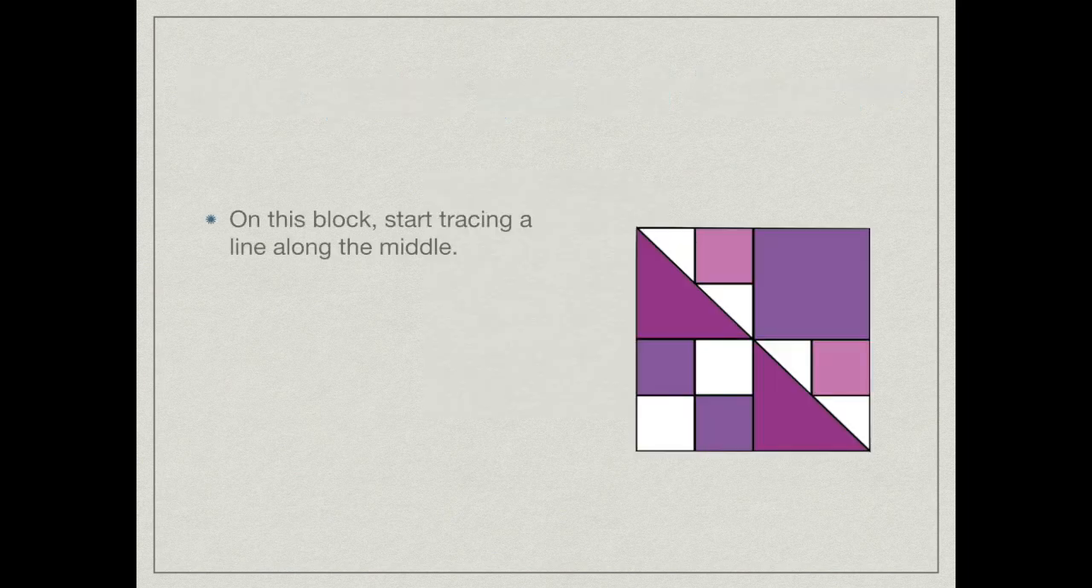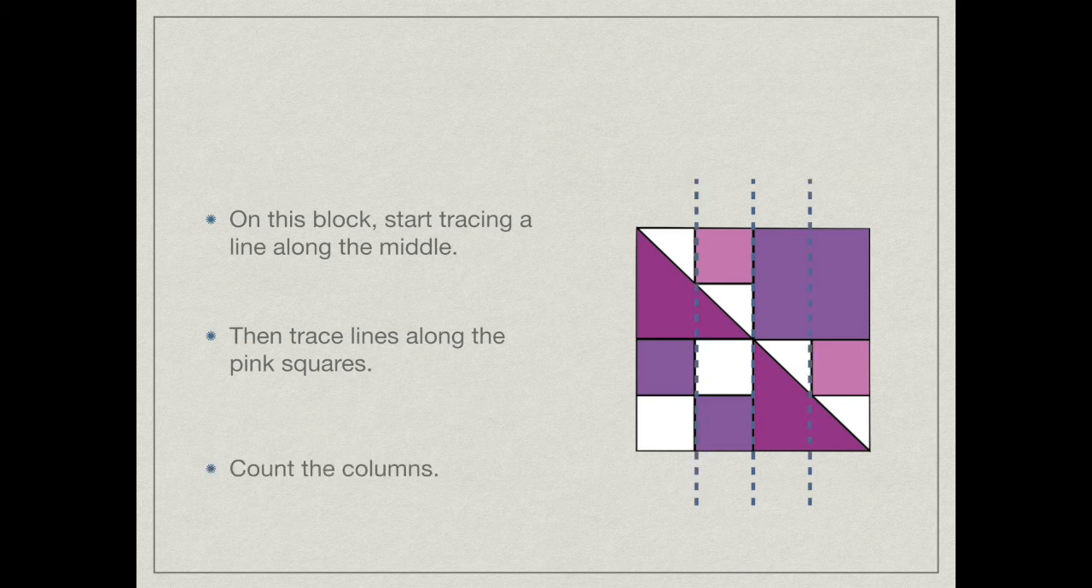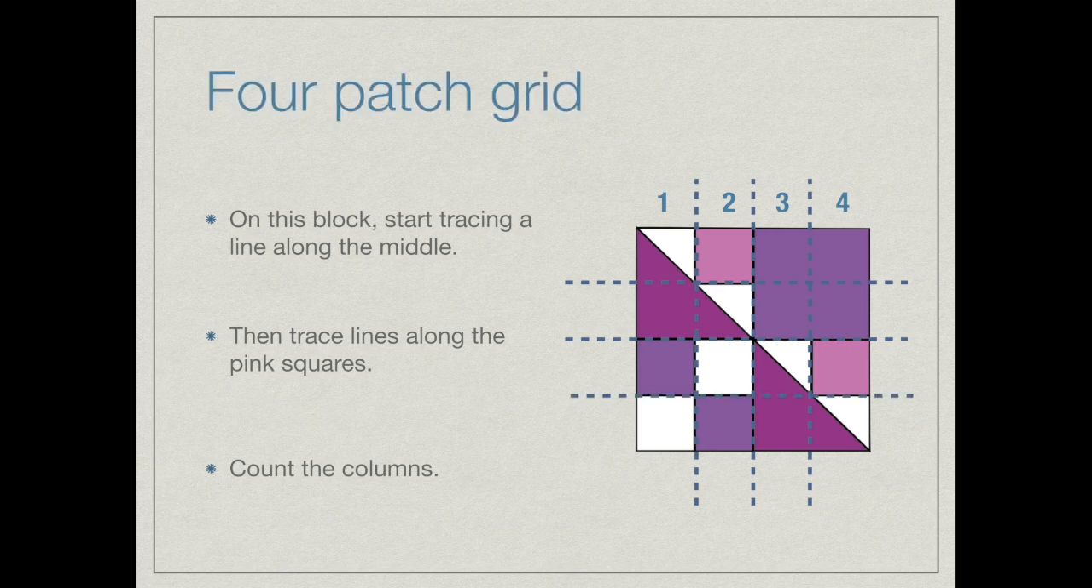So here we're going to start tracing a line along the middle. Then we're going to break down each side by tracing a line along the pink square. We're going to count how many columns we have: 1, 2, 3, and 4. And therefore, same thing horizontally. So this is a 4-patch grid.